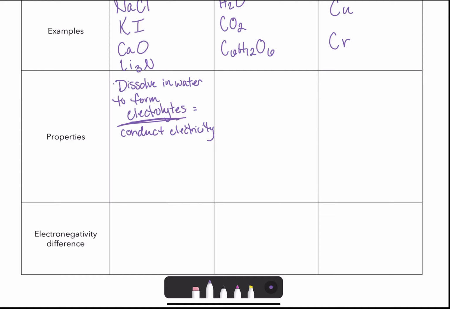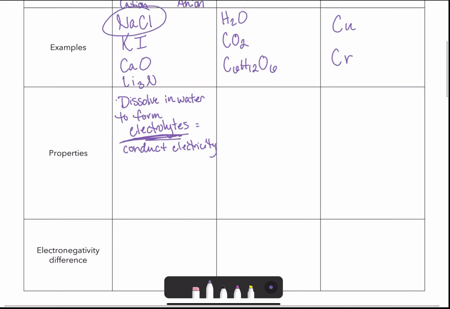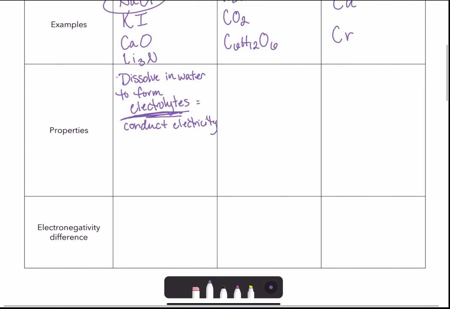And you learned about ion pumps and that sort of thing in biology, but we have to have those, and they come from ionic bonds. Something like sodium chloride in your food dissolves in water and then helps your body function. Other properties of ionic bonding.